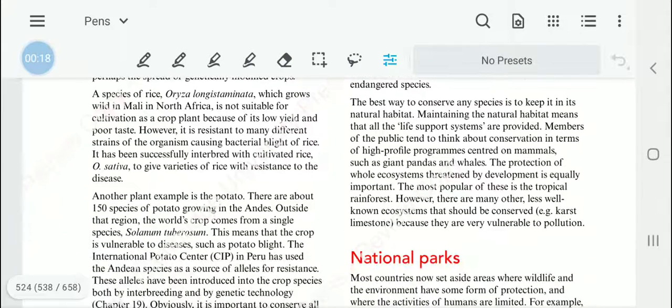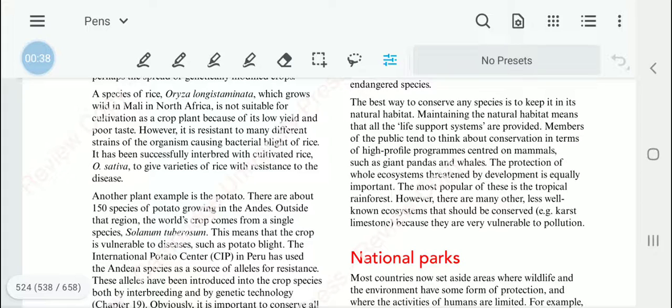So obviously the best way is going to be keeping these species, plants or animals or microbes or whoever it is, in its natural habitat. So this natural habitat should be maintained, meaning that there should be a life support system.